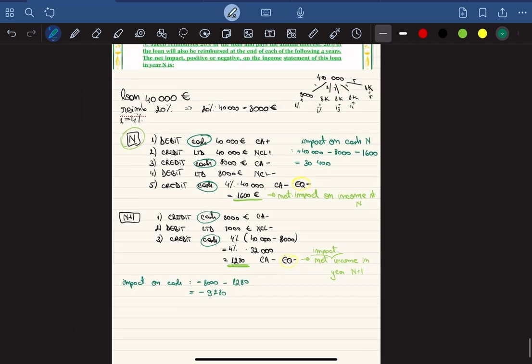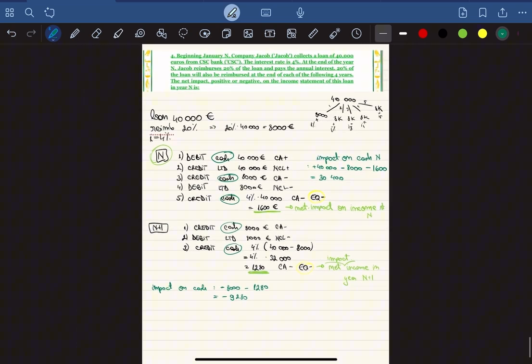So yeah, this is it. This is how you solve this type of problem. You can only have 4 questions for it. And yeah, this is a big part of your exam. So make sure you understand it all.